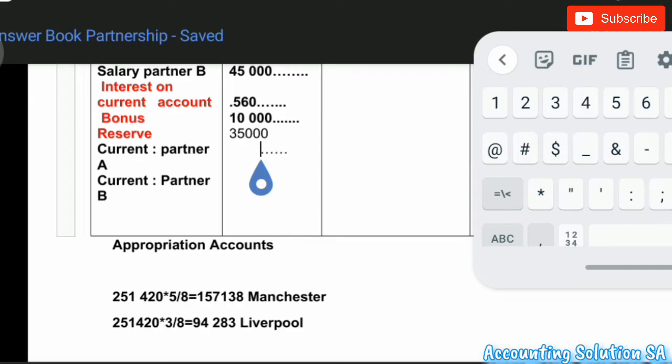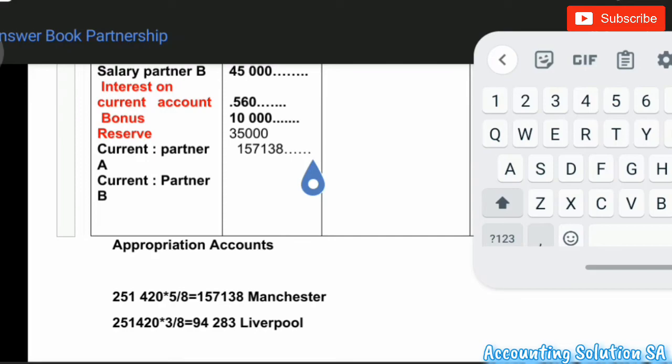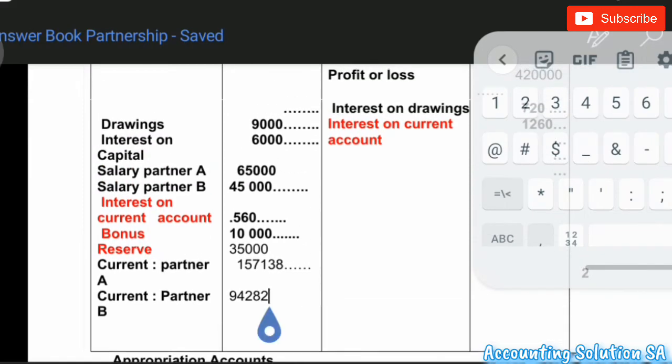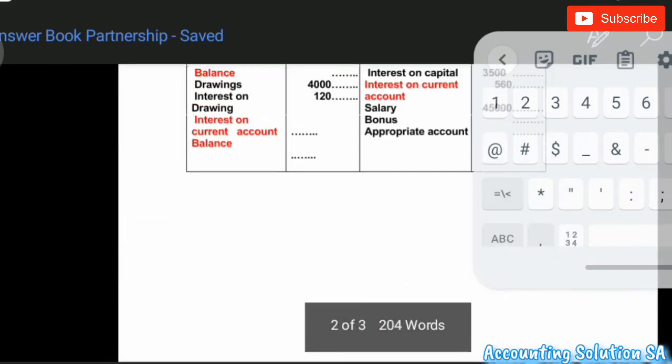Okay, now we can go back to our account and record for Manchester 157,138. Okay, then we go again to Liverpool and record 94,282. Simple as that. Okay, let's go back to our current account.